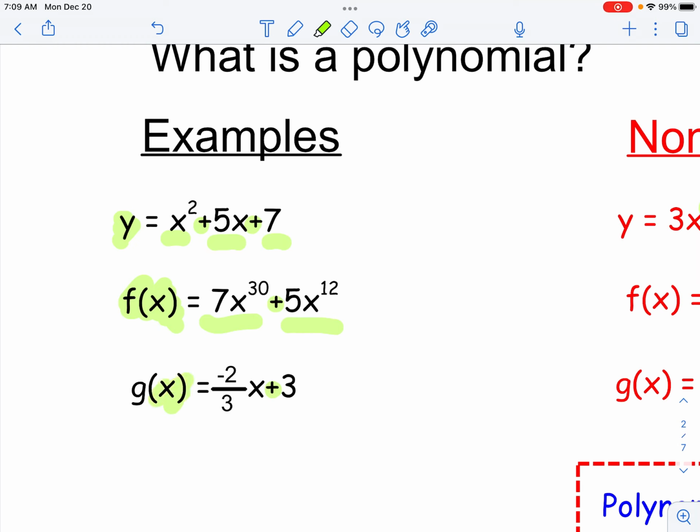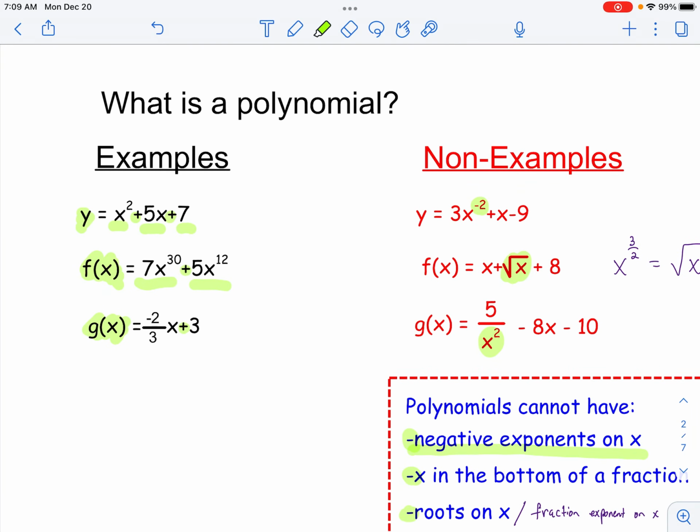The last one, I wrote it in function notation as well. It's g of x. And I know there's a fraction here. We said you can't have x in the bottom of a fraction, and you can't have a fraction exponent. But it's okay to have fractions in the equation. In fact, this is a line with a slope of negative 2/3 and a y-intercept of 3. So that would be considered a polynomial.